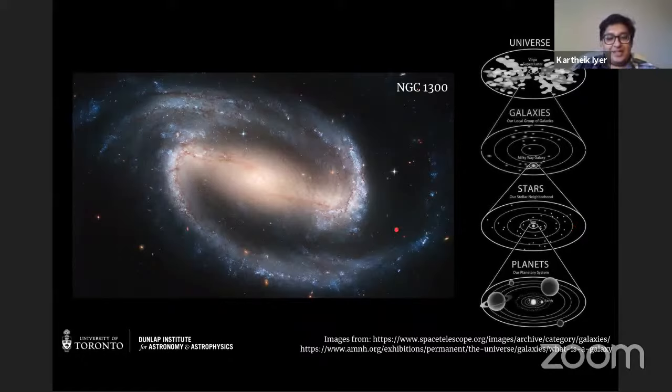So when we think of a galaxy, this is sort of the picture that we imagine of the spiral arms with a center, and you can see stars everywhere. Those are usually the more bright stars in these galaxies.